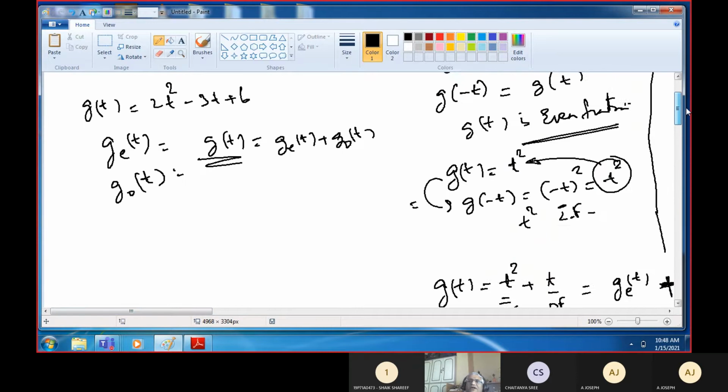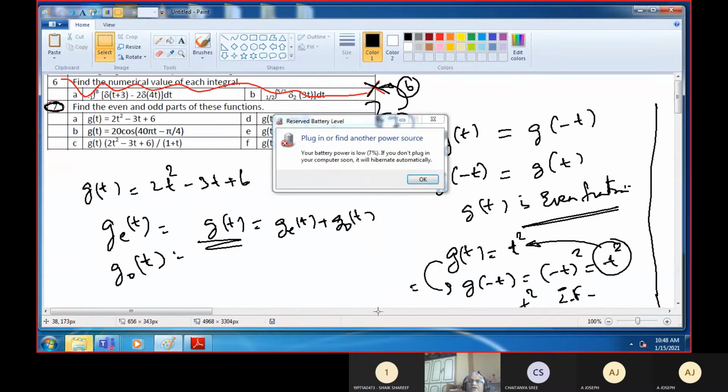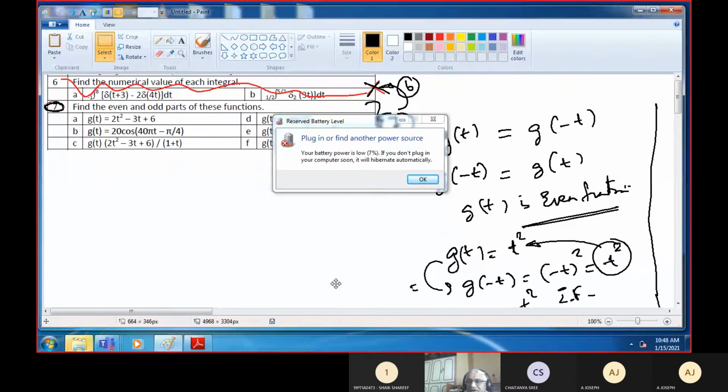Now you can just go through that all over again, and then I'll show you how you have to do these things. Just 1 second. I think I have to connect the battery there. 1 second.